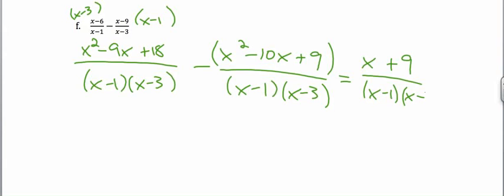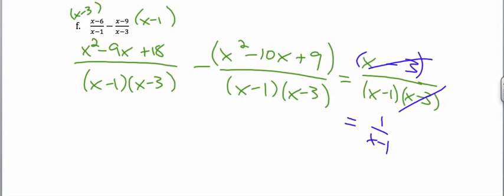Again, nothing canceled here after we were done, but let me just show you this. If this was a minus 3, again, this is an if, it's not, but if it was, we would be able to cancel the x minus 3's and write it as 1 over x minus 1. Okay, so that's just something to be aware of. You can't always cancel in the end, but that is something to watch out for.